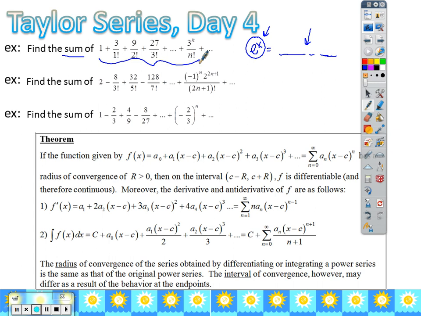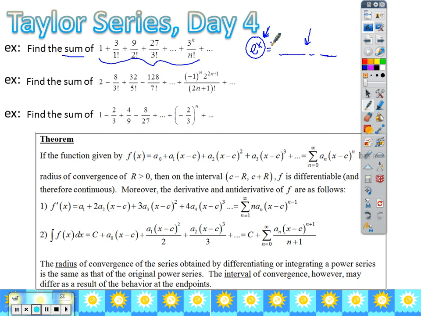Either you will be able to recognize the function that created this series, or it's geometric and we can use the formula for the sum of a geometric series. Those are really your only two options right now. So when it says find the sum of, and it's not talking about an approximate sum or anything like that, it's going to be one of two things. It's either going to be the function that created it, that's considered the sum of the series, or it's going to be geometric.